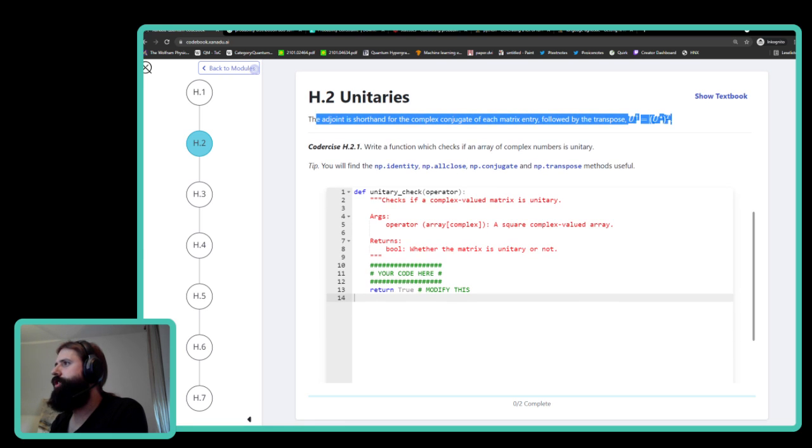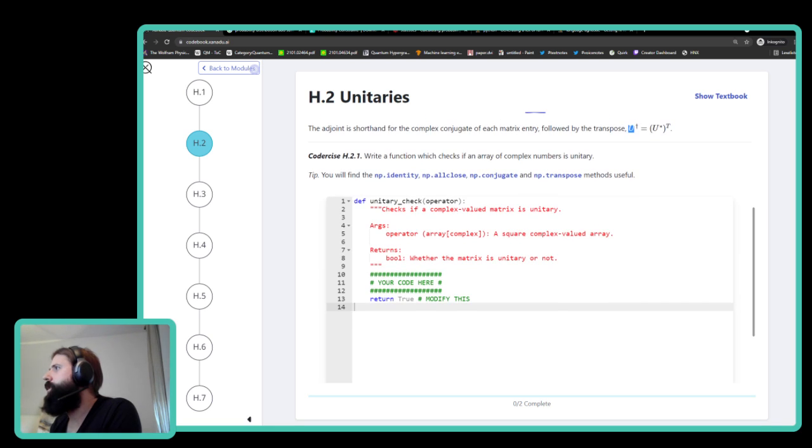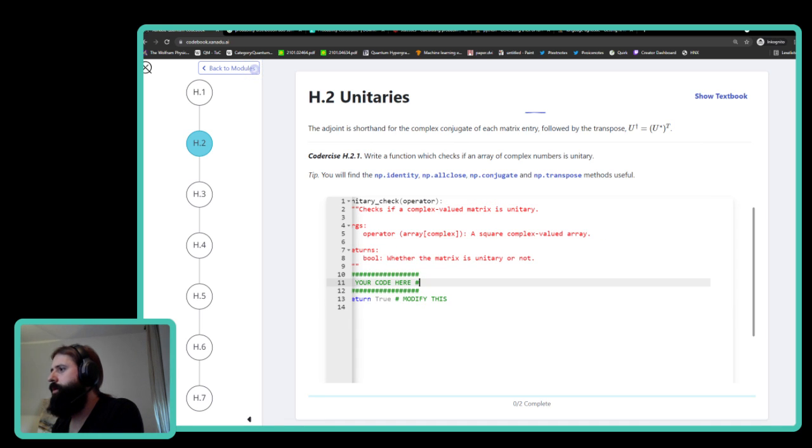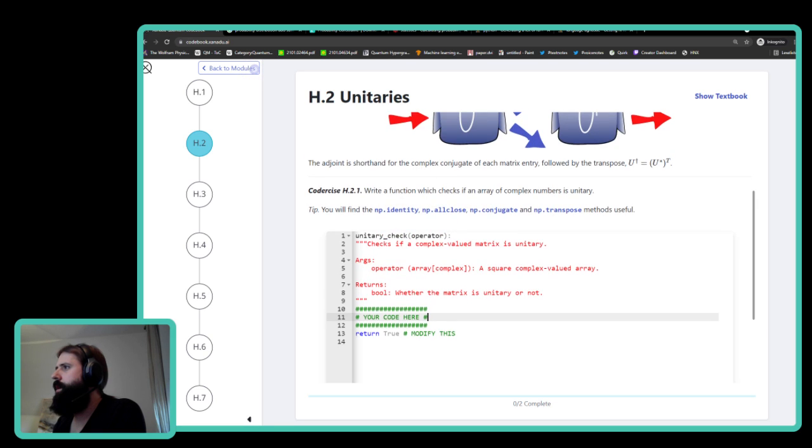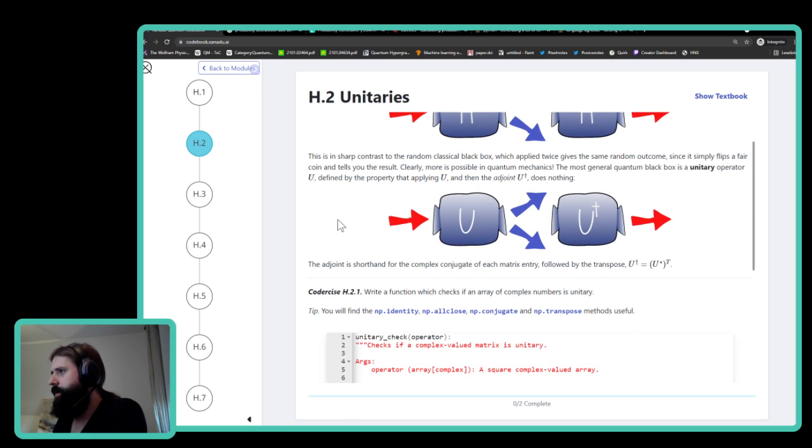Code exercise: write a function which checks if an array of complex numbers is unitary. What? Oh, so I need to actually just do that probably. Check that the operator times its transpose is equal to the identity, right? Okay. But it's complex numbers. I know there's a trick here.